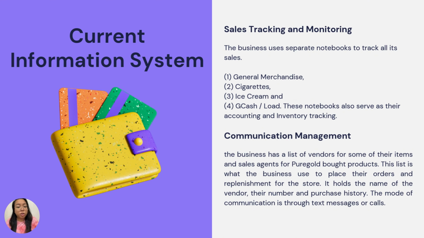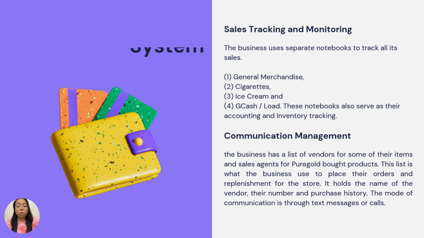While for its communication with its customers and the vendors, they have a list of vendors for some of their items and a sales agent for Pure Gold bought products. Their main provider of the goods that they are reselling is Pure Gold. And then this list is what the business uses to place their orders and replenishment for the store. How they communicate is through text or calls.